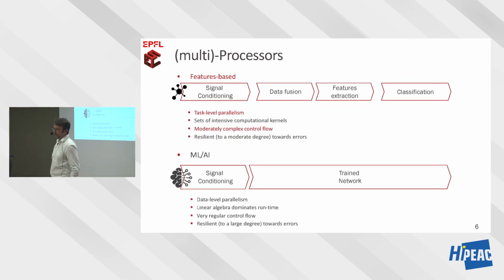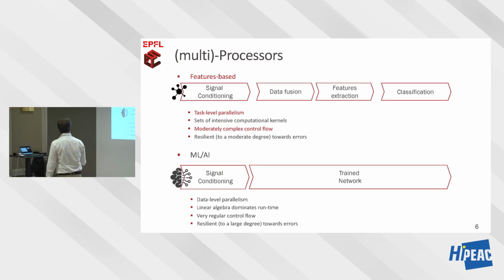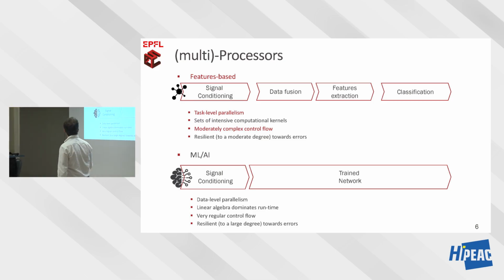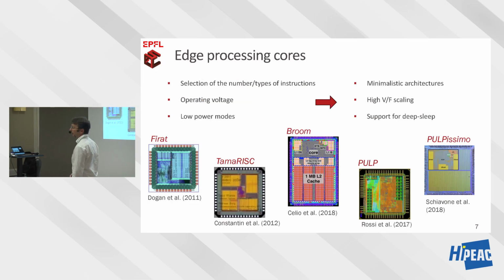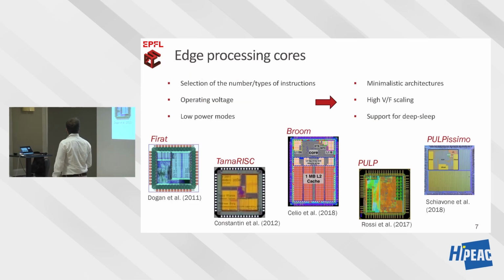Enough of philosophy. Let's start with some practical solutions, and look at feature-based flow first, and at solutions which may leverage task-level parallelism and moderately complex control flows. A good place to start, I think, are processing cores.